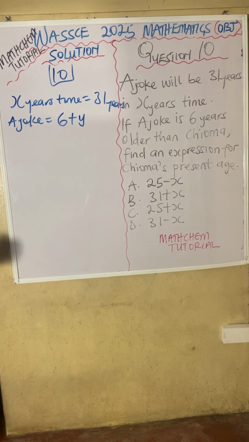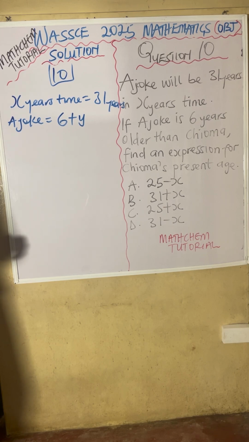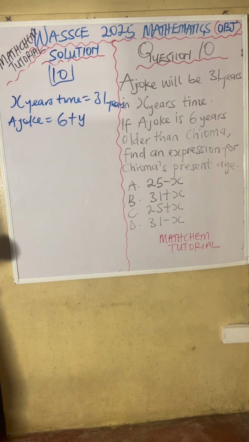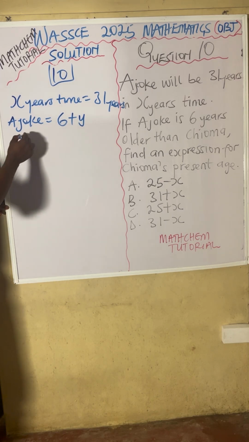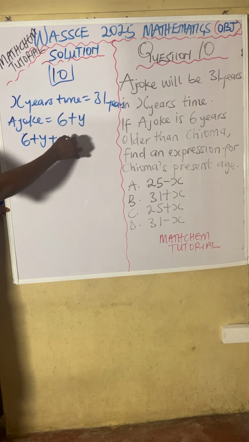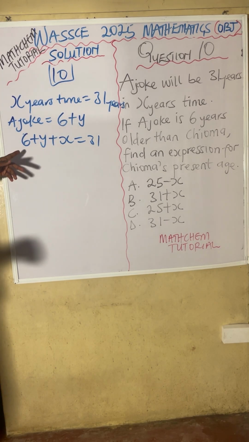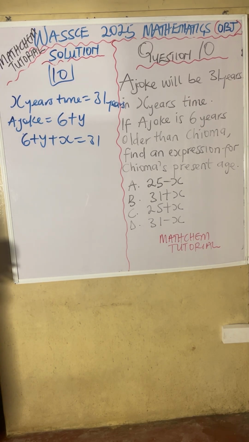Then it says, find the expression for Chioma's present age. You know that the present age for Ajoke is 6 plus Y, while Chioma's age is Y. But they now say that in X years time, Ajoke will be 6 plus y plus the years x equals 31. What I am trying to say is that presently Ajoke is 6 years plus Chioma's age. So that's the present age for Ajoke.